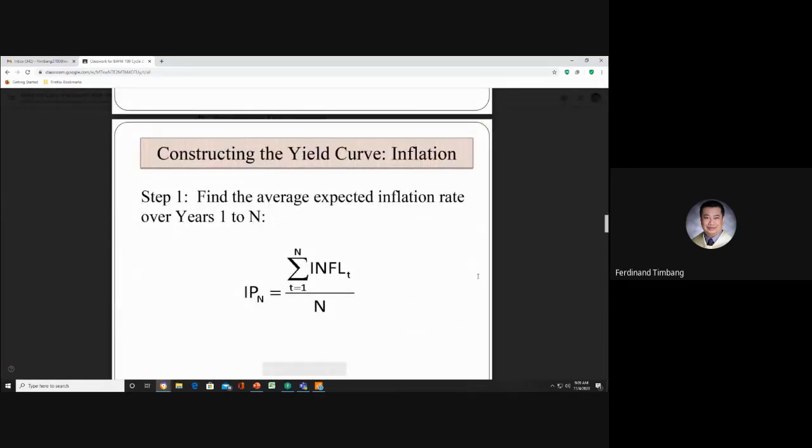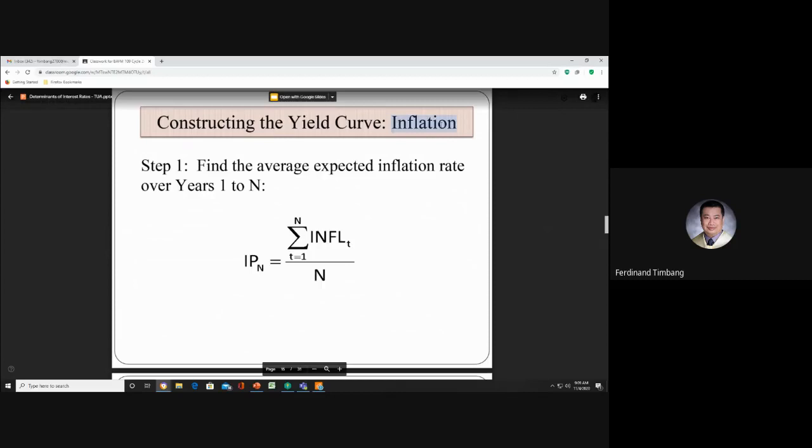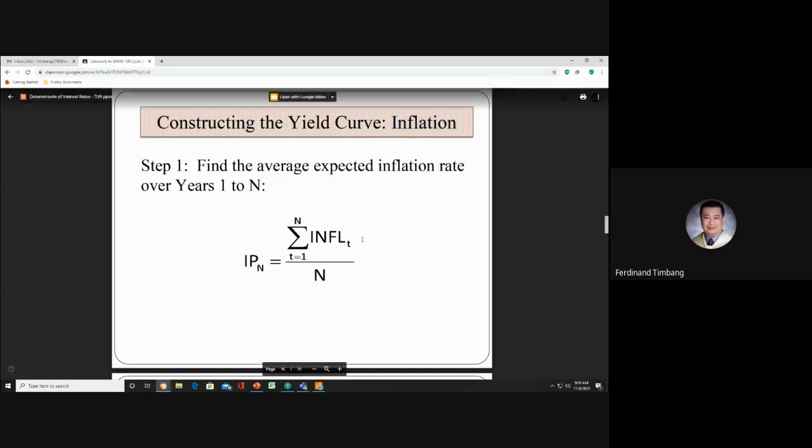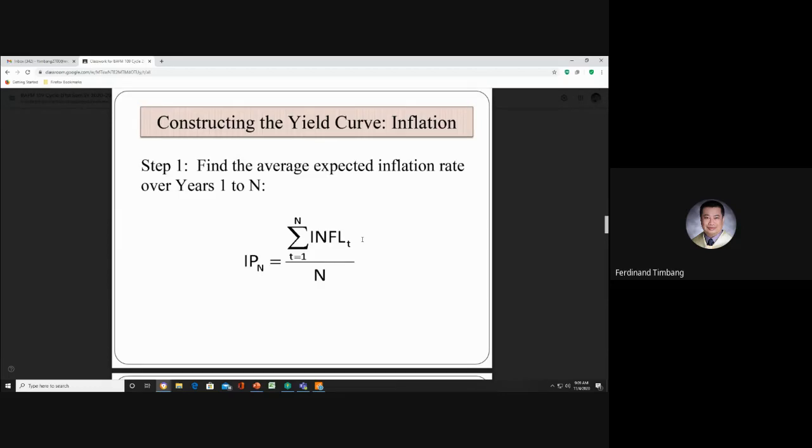So pagdating sa inflation, this is actually the average, no? Average inflation to be included dun sa R natin. So you have the R star plus the average inflation. Kaya ito, meron tayong ganitong summation of inflation. So meron T is equivalent to the time, and then yung N is the number of inflation. Kaya kung 10 yung inflation rates na bibigay natin, 10 yun. No? Tapos divided by N, which is the 10 din.